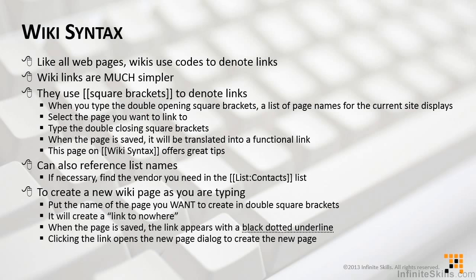To create a new wiki page that doesn't exist yet, all you have to do is the same thing we've been doing all along. Type the double square brackets, put the name of the new page that you want to create in the square brackets. That's going to create a link to nowhere when the wiki page is saved. The link, however, is going to appear with a black dotted underline. The first time somebody clicks on that link, and by the way, it can be today, tomorrow, or a year from now, and it also can be you or anyone else who uses the wiki page, they're going to be prompted with a new page dialog to create that new page.